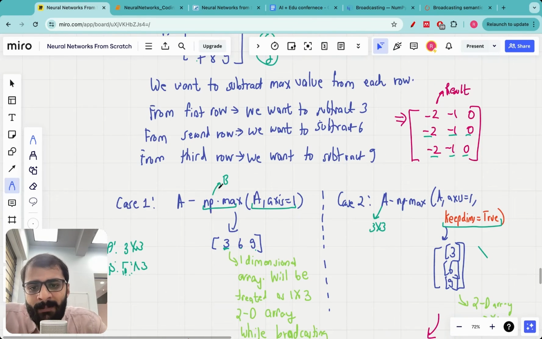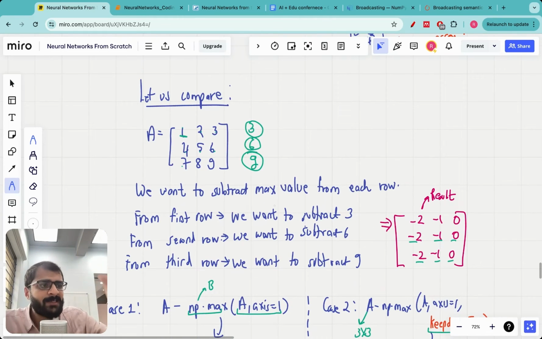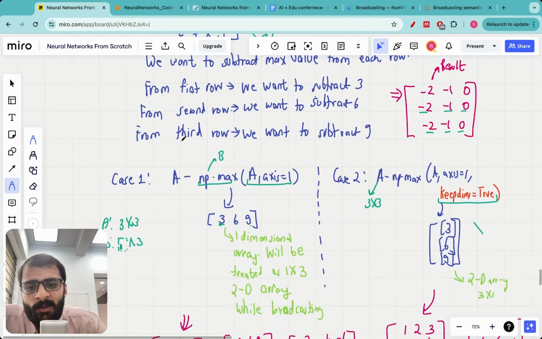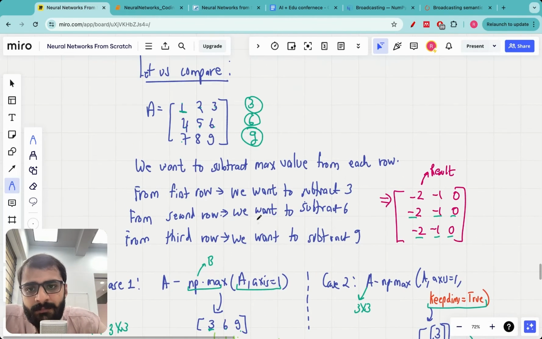What we did was np.max with axis equal to 1, which means that it will take the maximum value by comparing the columns. So it will compare the first column with the second column, third column, and then it will take the maximum value. So the resultant will be 3, 6, and 9. Because if you compare the first column with the second column with the third column, the first value will be 3, second will be 6, and third will be 9.